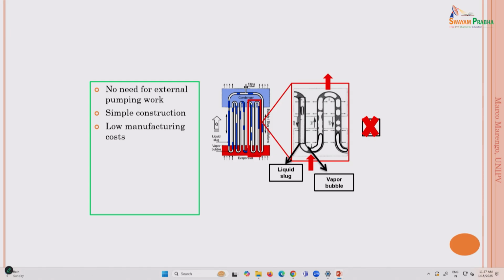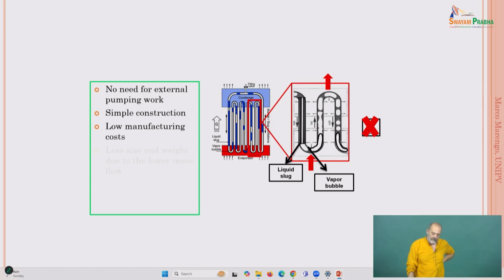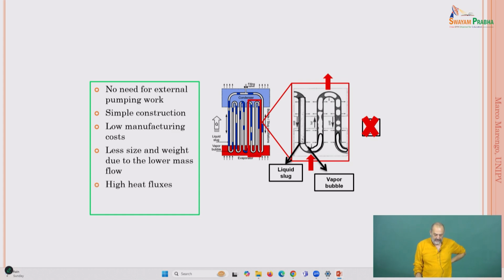So, why is it interesting? No need for external pumping work, simple construction, low manufacturing cost, less size and weight due to the lower mass, and high heat fluxes. Of course, with respect to a sintered heat pipe or a loop heat pipe, the first point is the same: simple construction. A pulsating heat pipe is simpler.